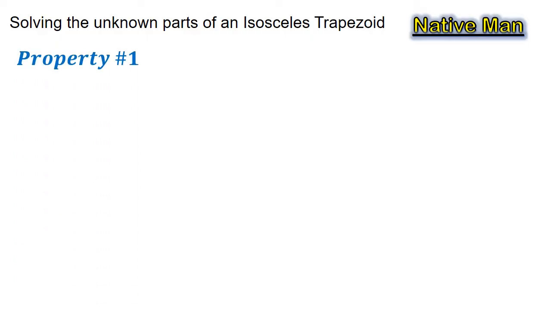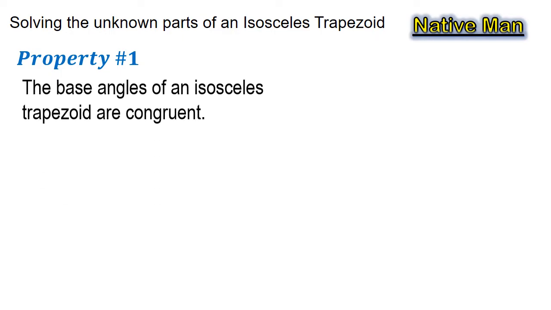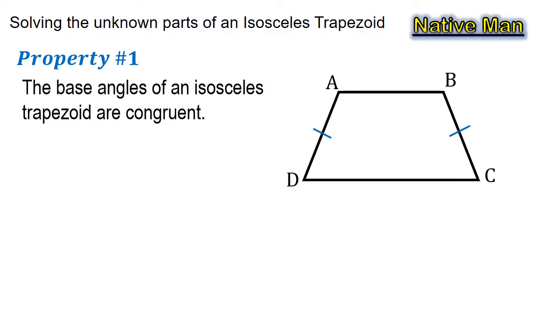Isa-isahin po natin. Property 1 states that the base angles of an isosceles trapezoid are congruent. Okay, so kung iyan po yung isosceles trapezoid natin, there are 2 pairs of base angles. So, angle D and angle C. Kung sila po ay base angles, then they are congruent. Lalagyan po natin ng mark na 1, means they are congruent. So, in symbol, angle D is congruent to angle C.